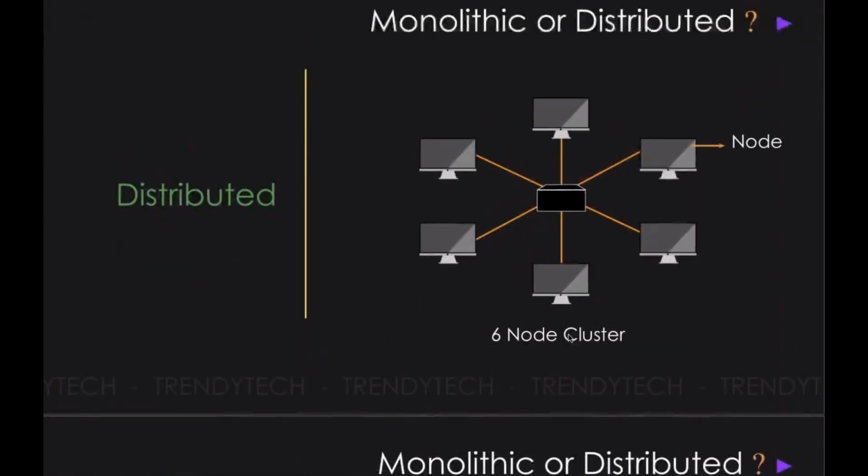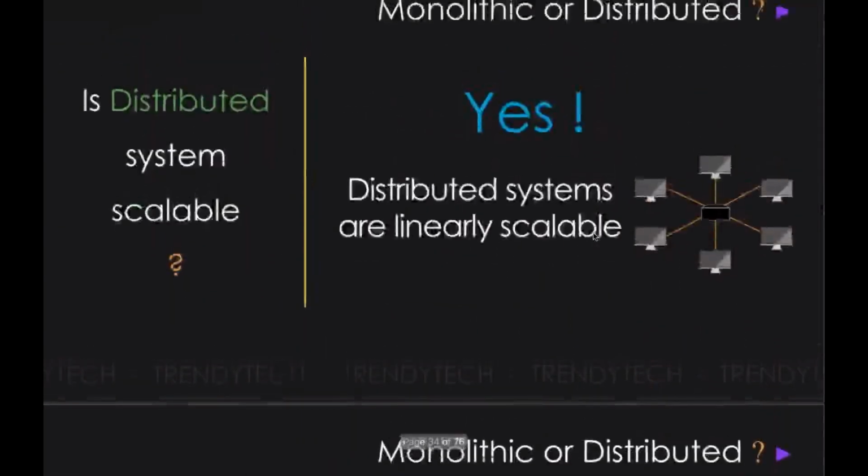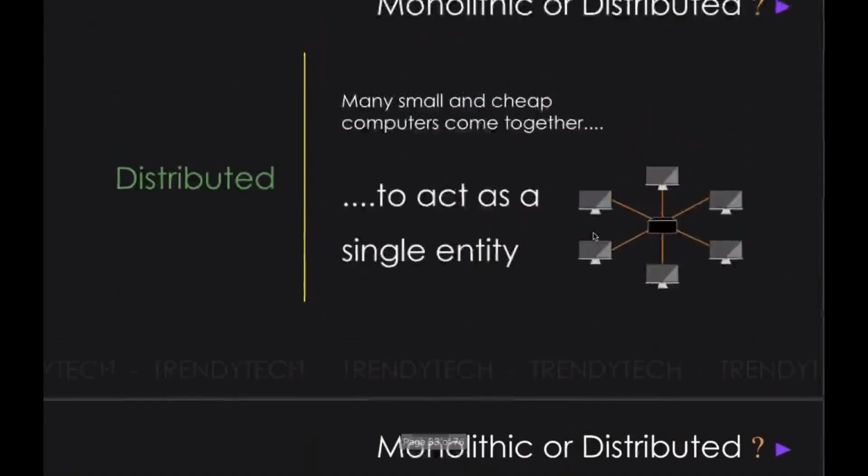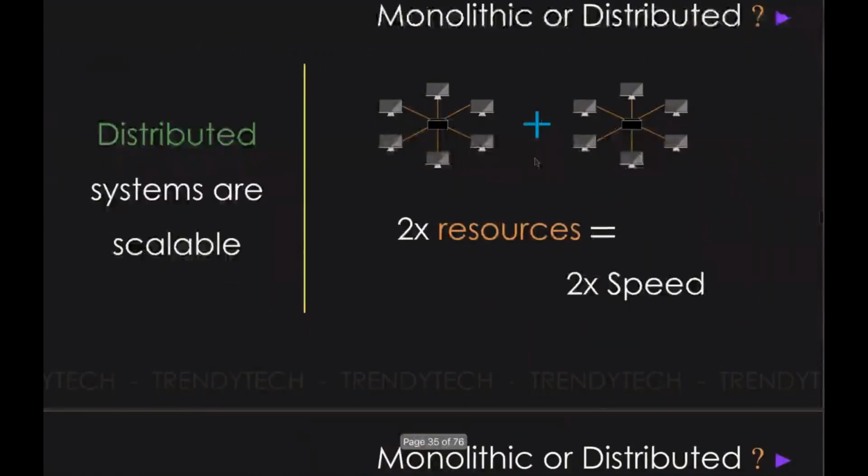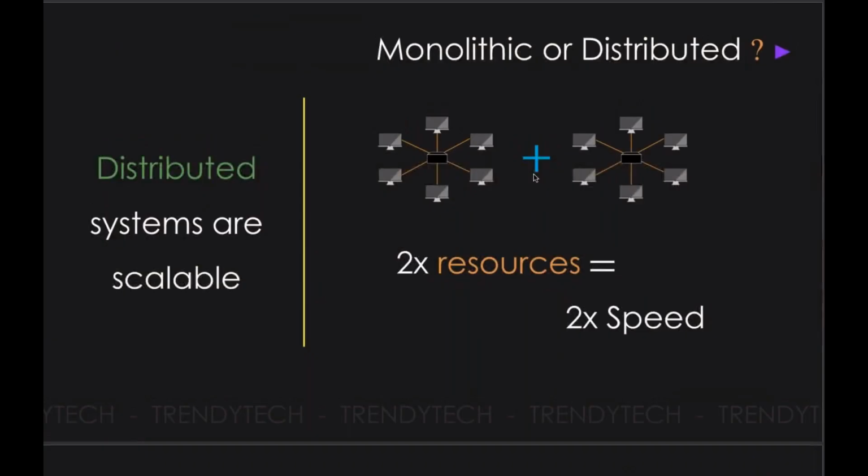On the other hand, let's say you have a distributed system with 6 nodes, right? With 6 machines. Now, if someone asks you, can you double the performance? It is very, very easy. You just need to bring 6 more machines so that the total number of machines becomes 12, right? Because this is a scalable system. So if someone asks to double the performance, what we need to do is add 6 more nodes to this cluster so that it has 12 nodes, and then the performance or speed will double.